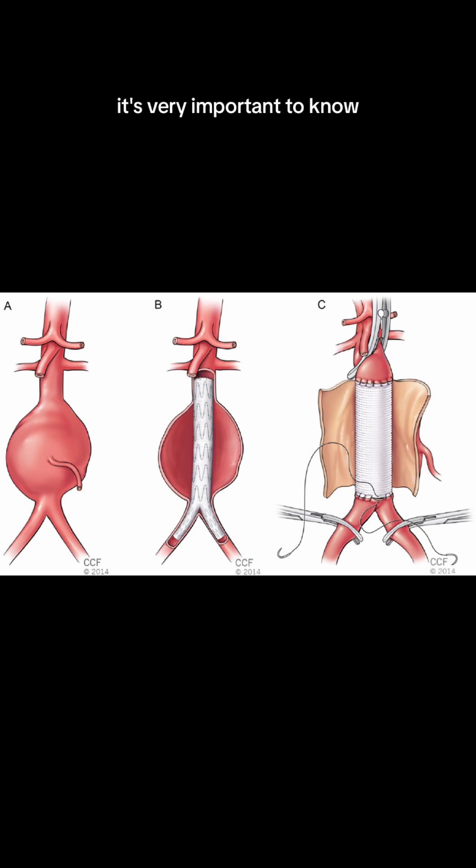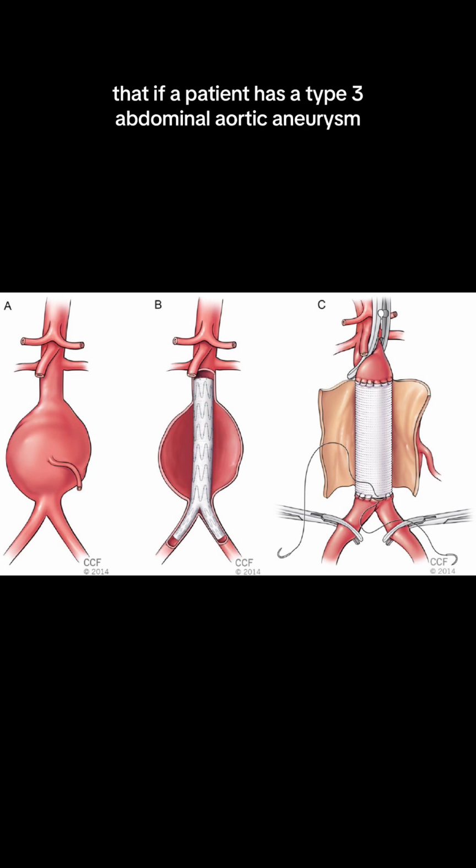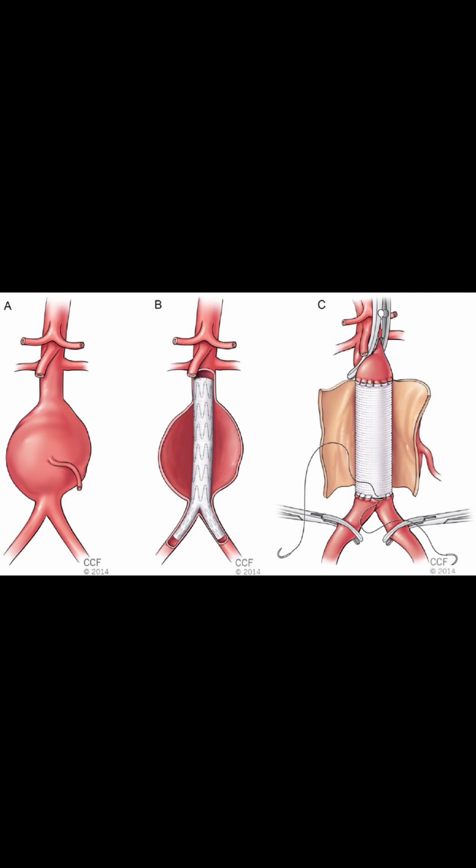For the NCLEX, it's very important to know that if a patient has a type 3 abdominal aortic aneurysm, usually they do not do surgery and it is delayed unless the aneurysm is greater than 5 centimeters. So for the NCLEX, just know what an aneurysm is, the signs and symptoms, risk factors, and the treatment options that we went over, and you should be okay.